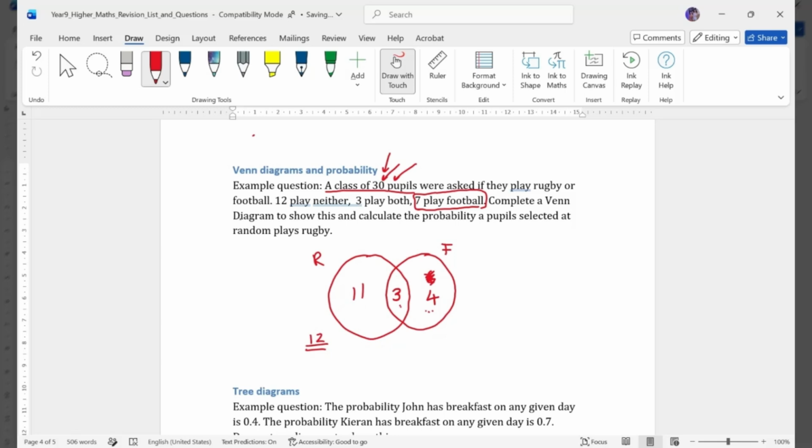You probably will get a part B, right? So this bit here is like a part B. Part B, calculate the probability that a pupil selected at random plays rugby. Answer me this, how many play rugby? I hope you wouldn't put 11. There's 14 rugby players I can see within the rugby circle. 14 out of 30 in total. So 14 out of 30 play rugby. Therefore, the probability of picking someone who plays rugby is 14 out of 30.